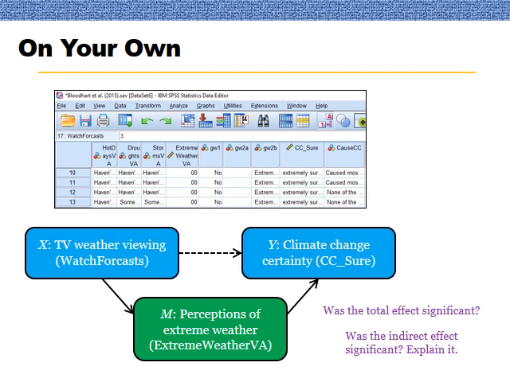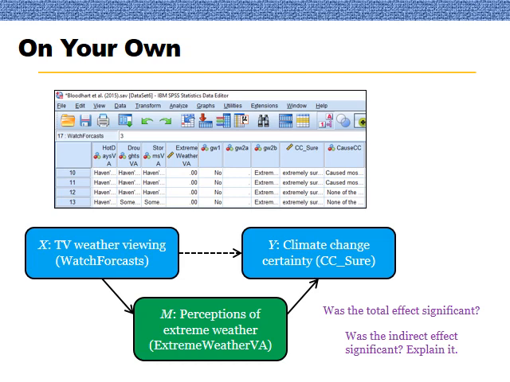Finally, our mediator, which is called extreme weather VA, measures the degree to which a person is aware of the existence of extreme weather events. Higher numbers indicate a greater awareness of extreme weather events. For this practice problem, I want you to do 3 things. First, I want you to recreate this mediation diagram using whatever method you choose. You can use the template that's on our website, or better yet, you can try to create one on your own using Google Draw or PowerPoint or any number of other services.